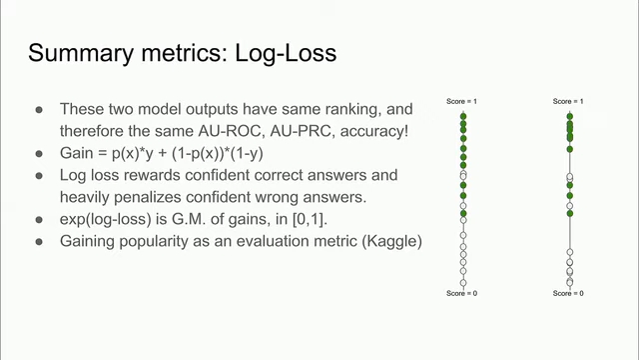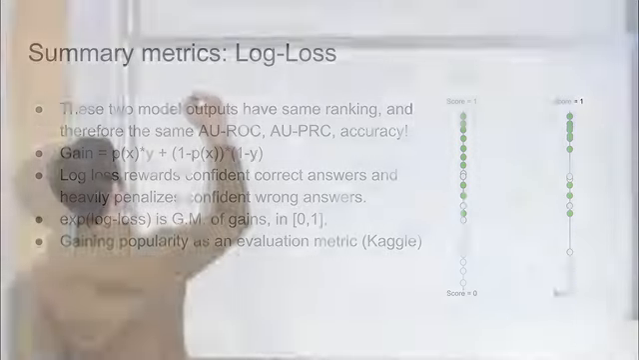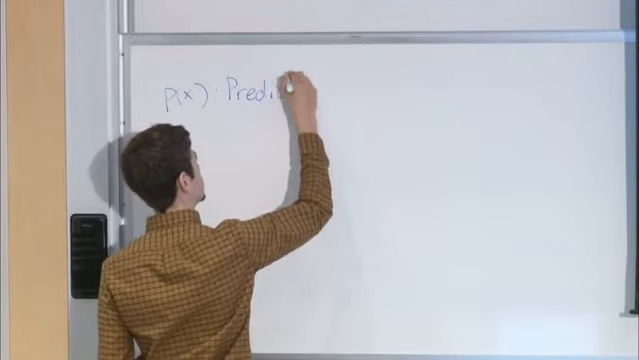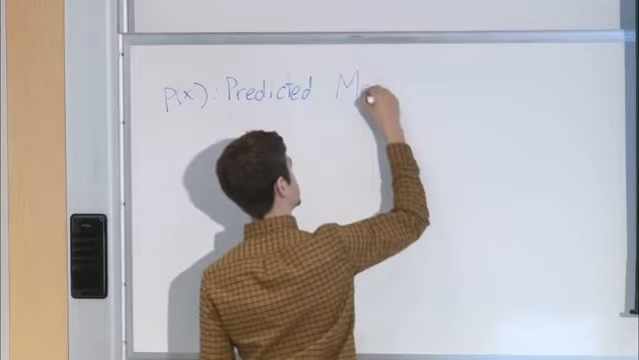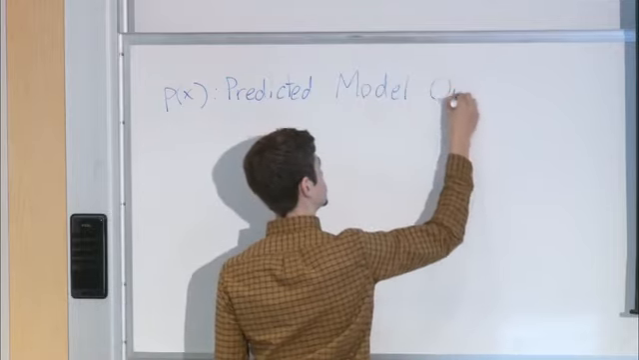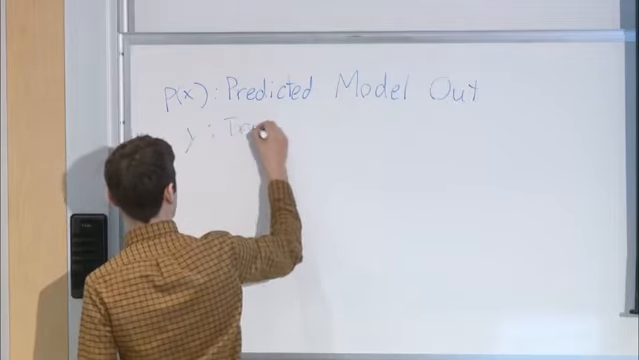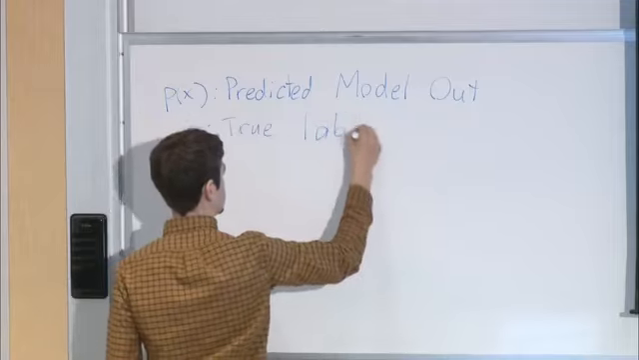One way to think about this is you have this gain term here that we're talking about. You have your probability Px, your predicted model output, and then you have y, which is the true label, the actual label.